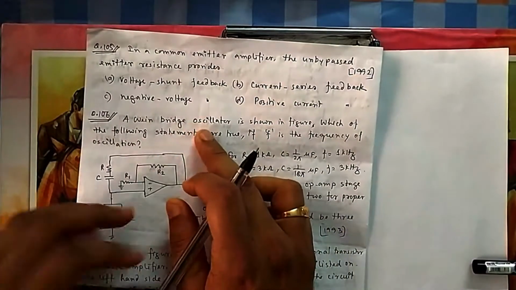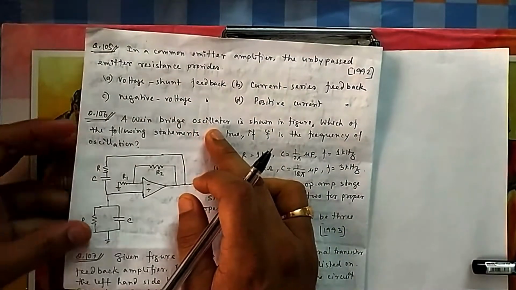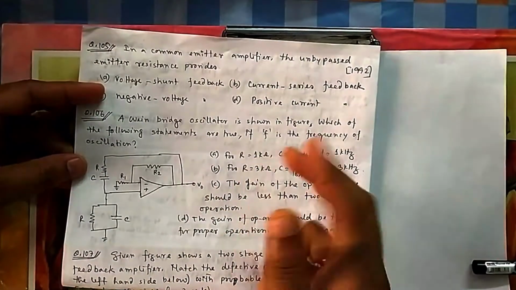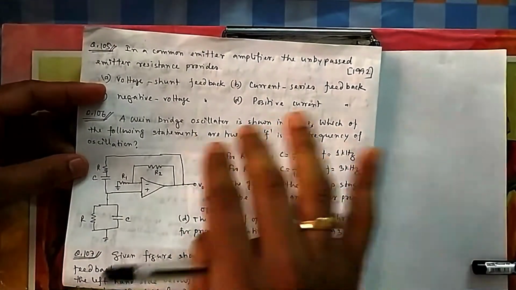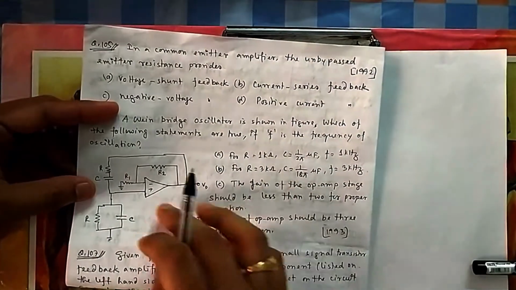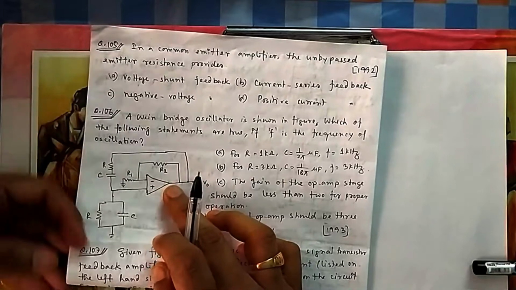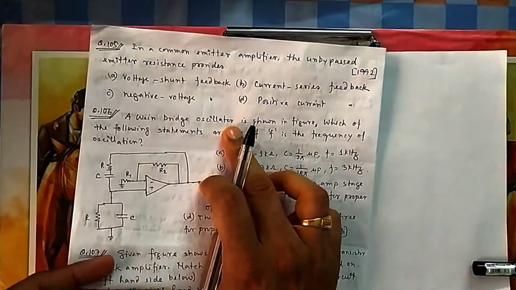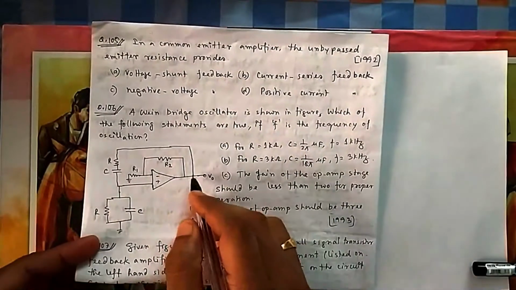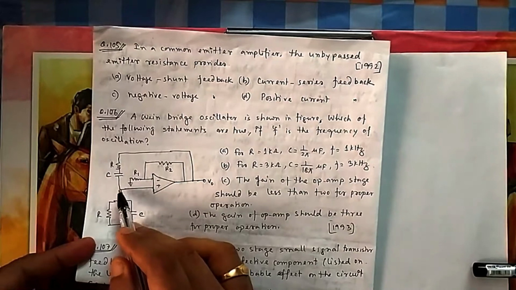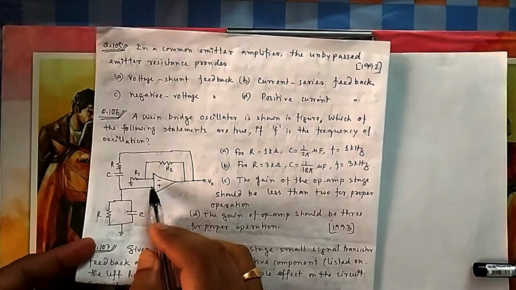So you know that the Wien bridge oscillator is a positive feedback oscillator, because we need the output to continuously oscillate. It's not that the output should be stable, the output should continuously oscillate. So for that, in case of an oscillator, we will always give positive feedback. So you see the output of this, you are giving a positive feedback here, this is the positive feedback that you are giving.